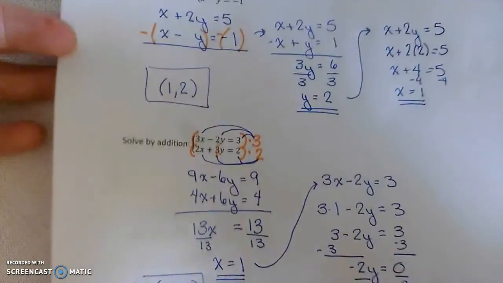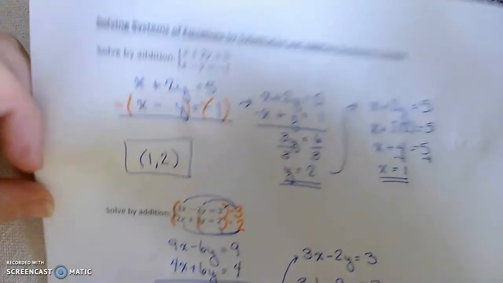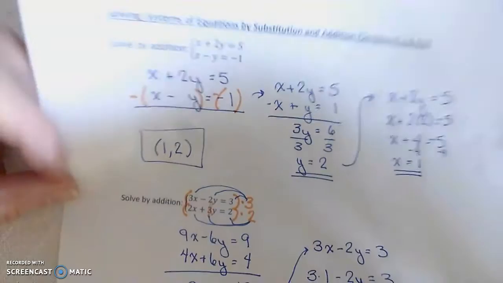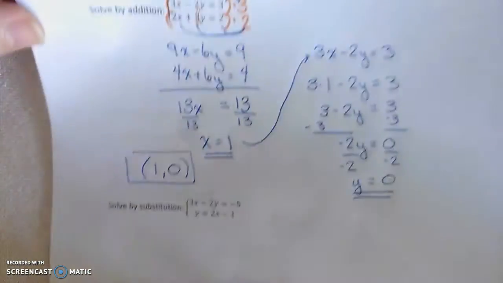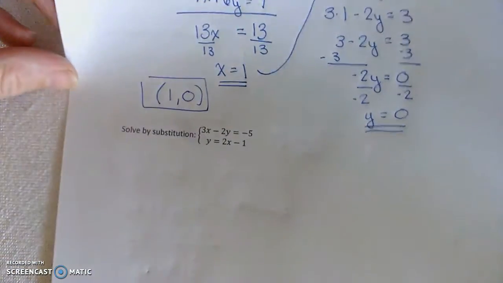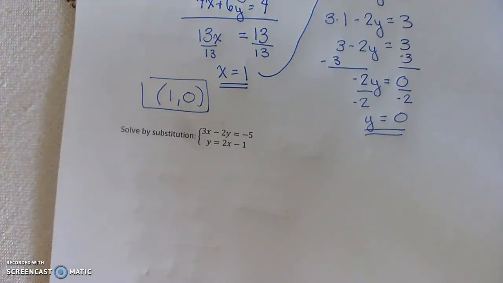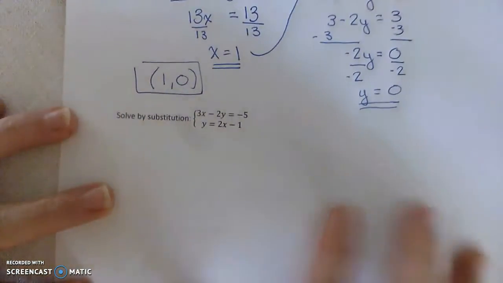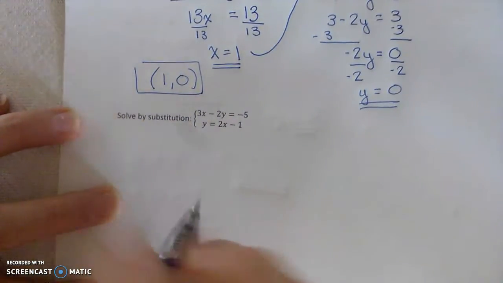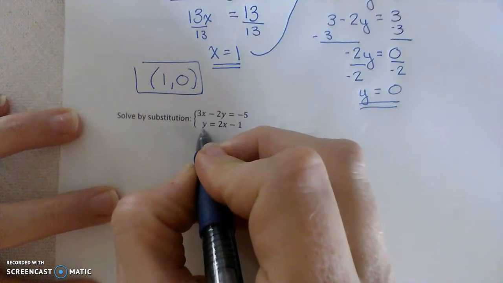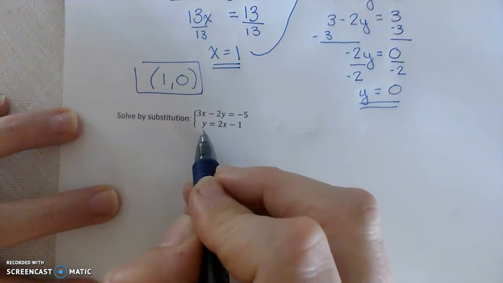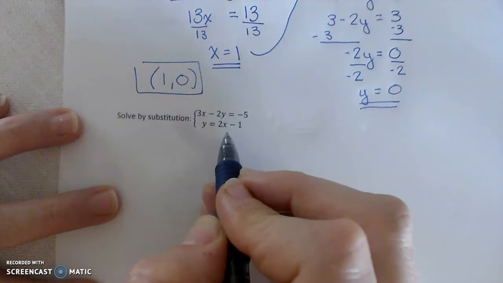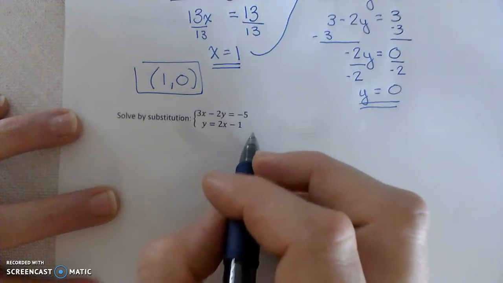Now we've seen solving systems of linear equations by graphing and by addition, subtraction, or what's called elimination, where we eliminate one of the variables first. There's a third method called the method of substitution. This one works really well, especially if one of your equations is already solved for one of the variables, because then it's not a lot of work for you.